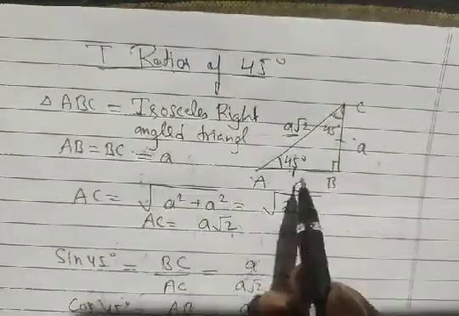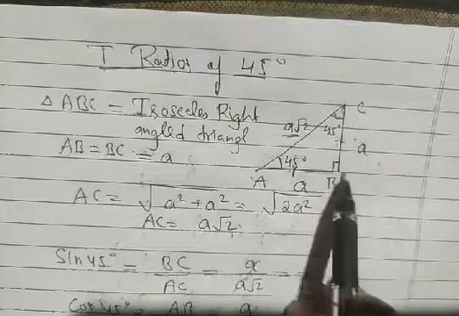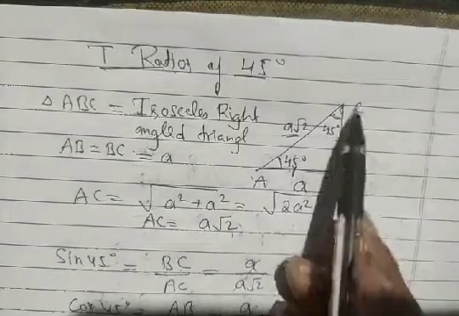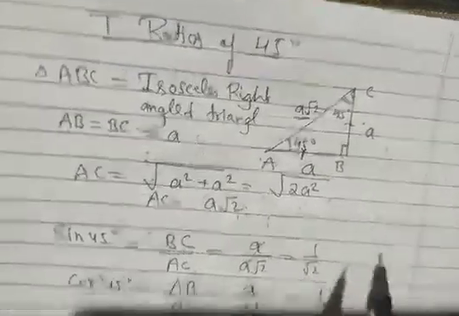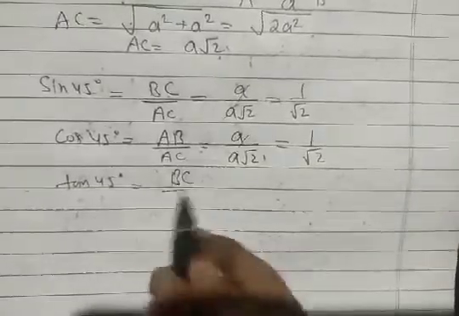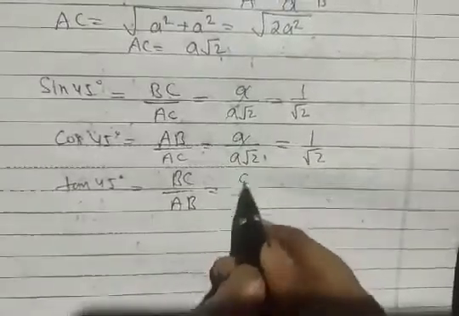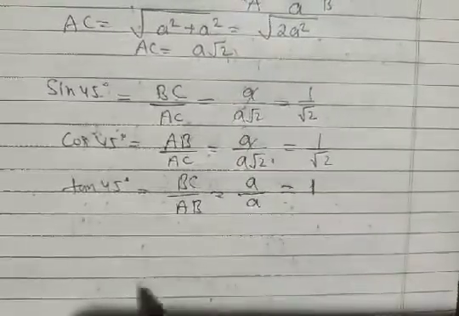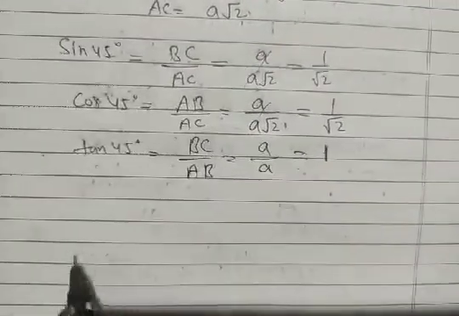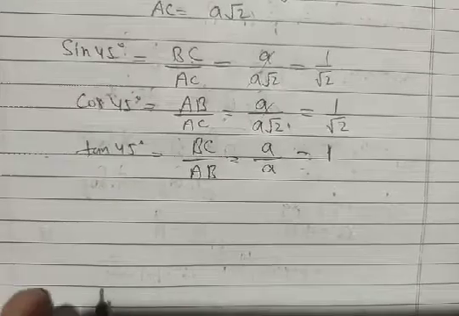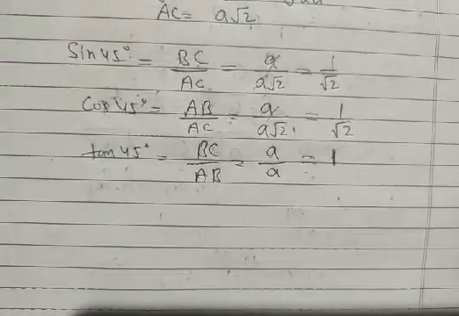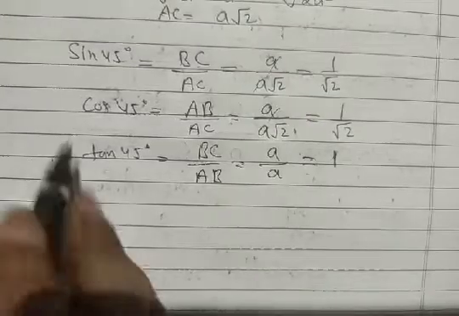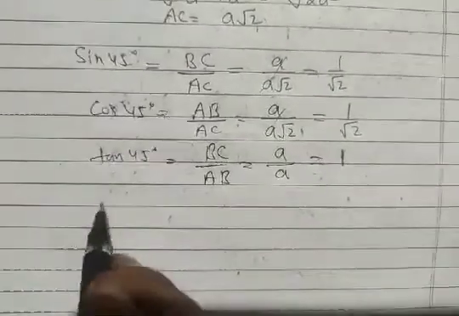But by definition, we can also find tan 45. By definition, it is perpendicular to the base. This is BC to AB, both having the same value. The value of BC is A. The value of AB is also A. Then we get 1. Now we get the other three ratios by taking the reciprocals of the respective ones.